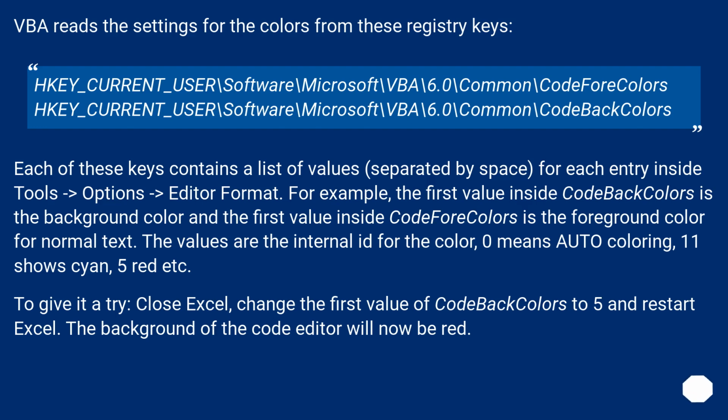The values are the internal ID for the color: 0 means auto-coloring, 11 shows cyan, 5 red, etc. To give it a try, close Excel, change the first value of CodeBackColors to 5 and restart Excel. The background of the code editor will now be red.